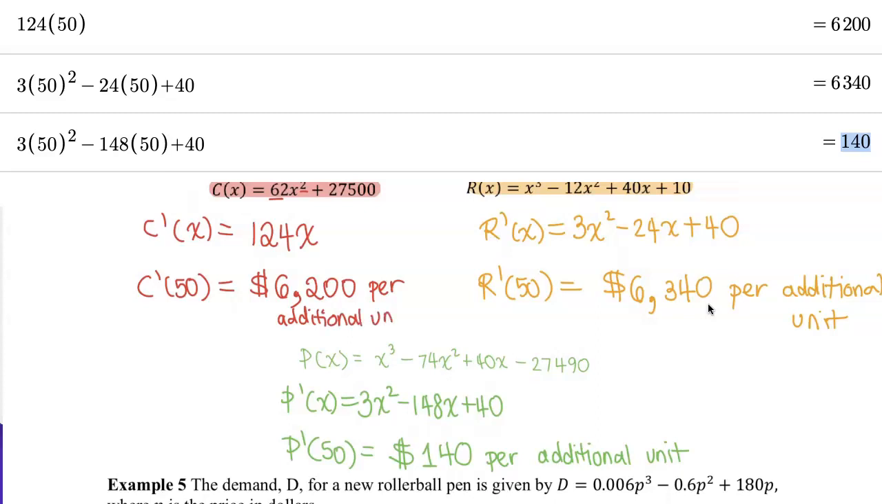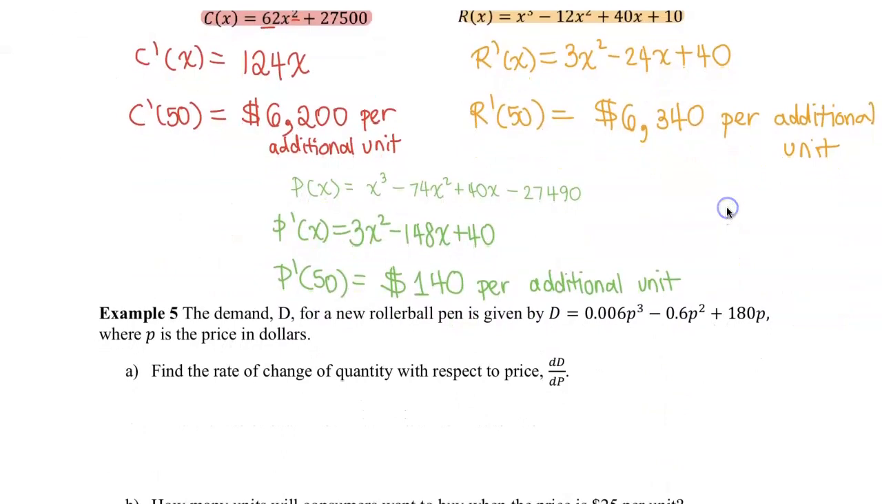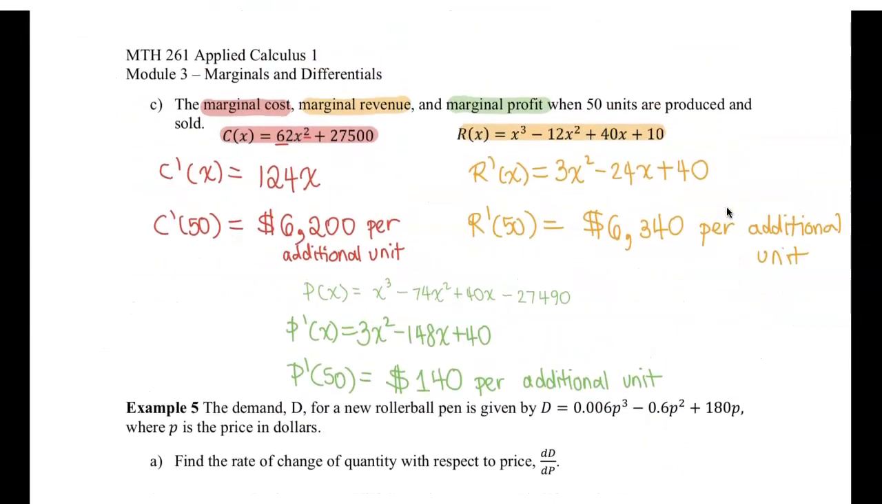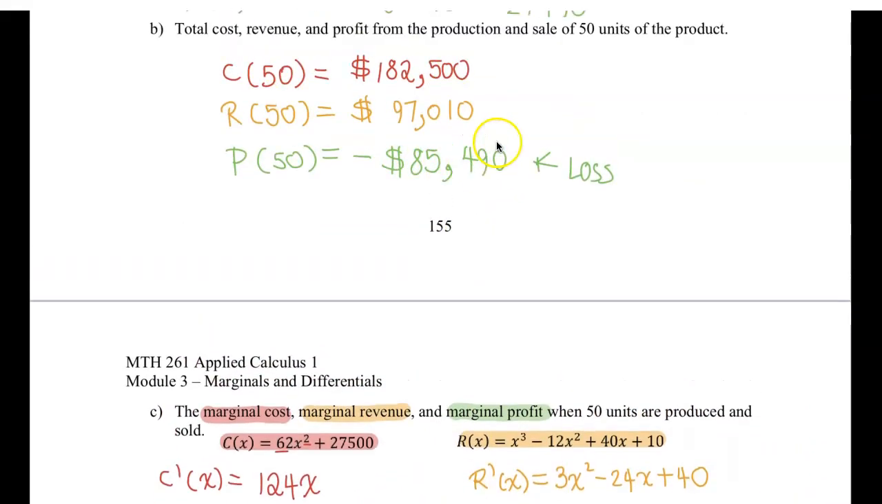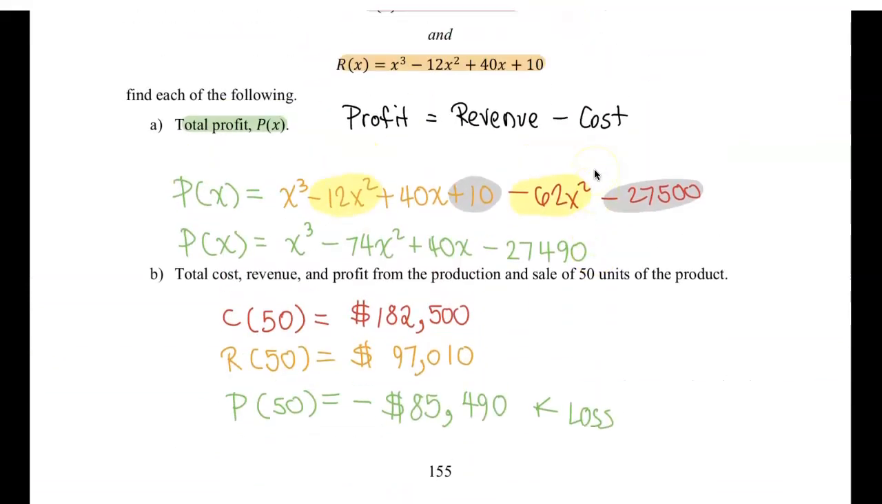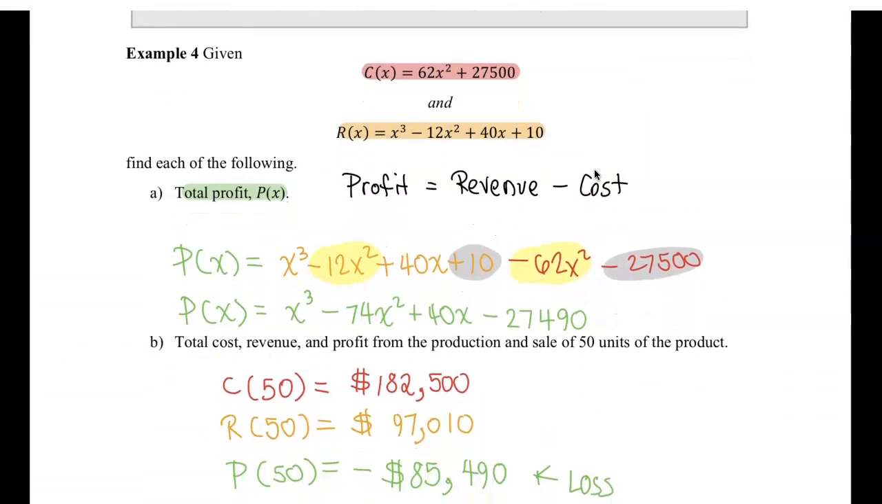Why do I care about units so much? Because when we found these answers, we better know what these numbers mean in the context of this problem, right? So if I were this company owner, I'd be like, okay, let's make 51 units because our profit's going up by $140, because they were doing very badly. They were losing $85,490 when they were making 50 units, okay? All right, so that was an example of marginal cost, revenue, and profit, and we actually started this problem by writing the profit function ourselves.